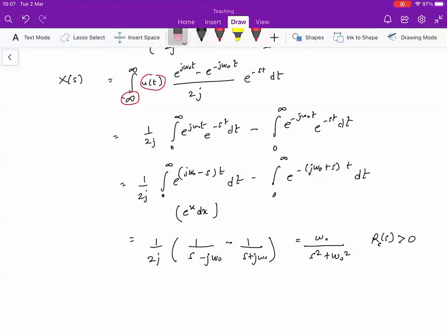I don't think that's very easy to read. The real value of s is greater than 0. Real value of s meaning sigma. Okay, any questions about this?